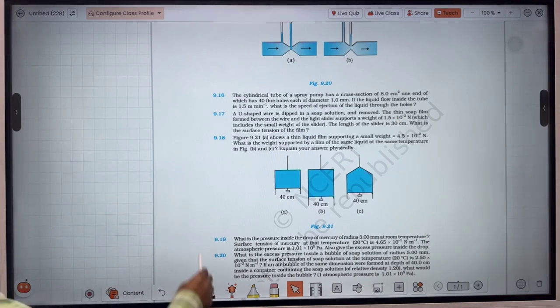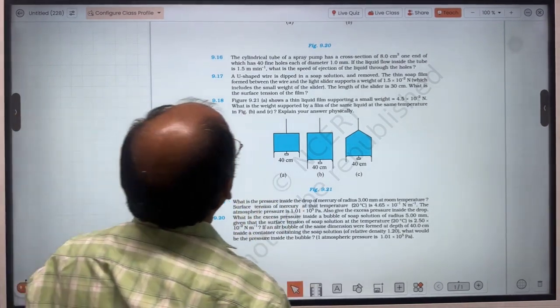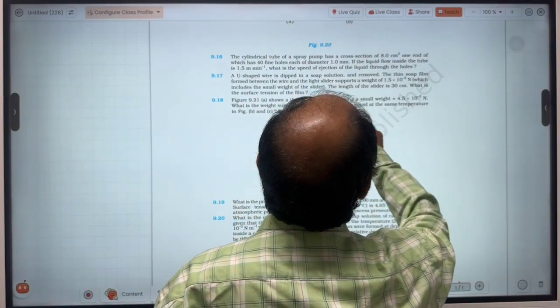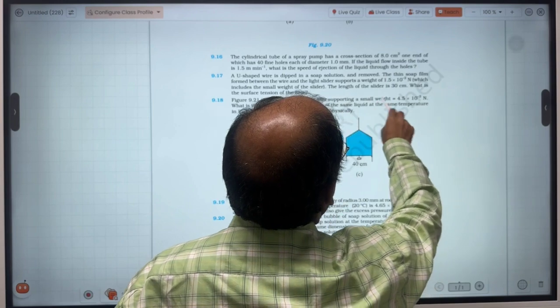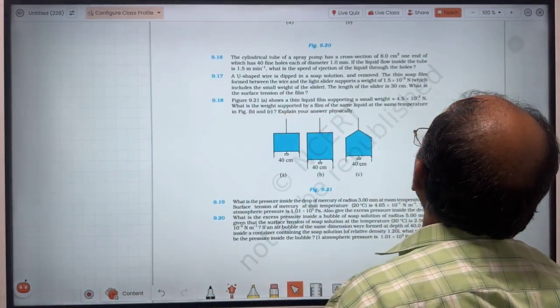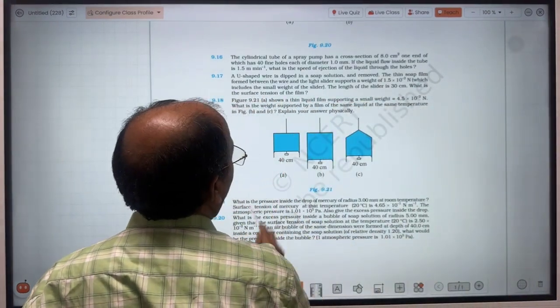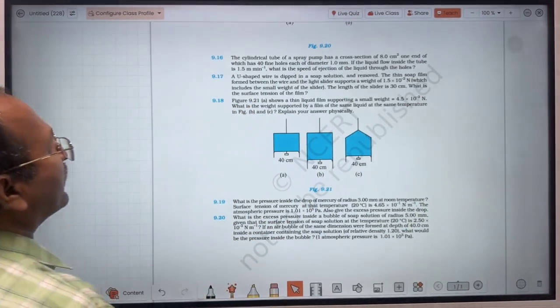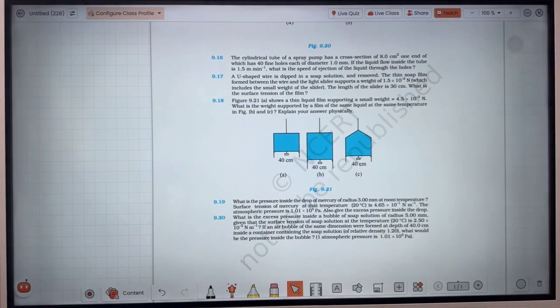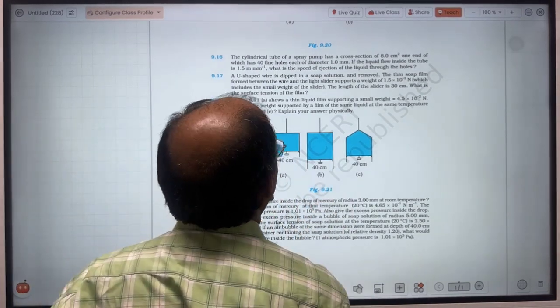Now let's go to question number 18. Here, figure 9.21a shows a thin liquid film supporting a small weight 4.5 into 10 power minus 2 Newton. What is the weight supported by a film of the same liquid at the same temperature in the other figures? Explain your answers. So here, force and length are two things we have to consider, and in all three cases they are the same, because the length is the same, 40 is given, and surface tension is the same because the liquid is the same.